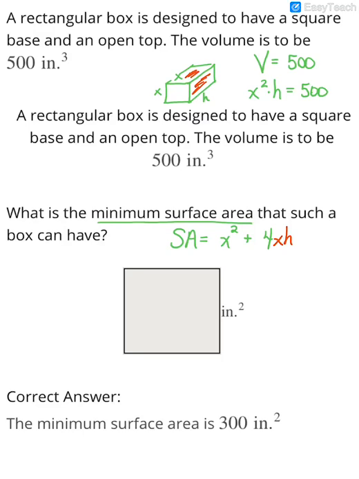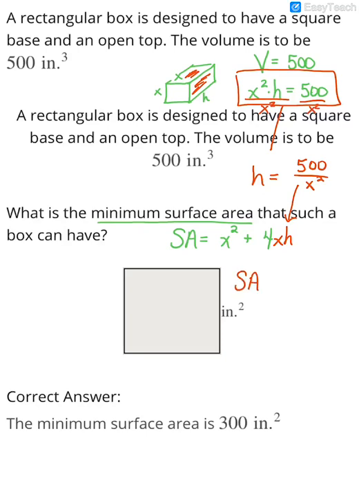Now, since we have 2 equations, we can take this first equation and get our h by itself. So if I divide both sides by x squared, then my h in terms of my x would be 500 divided by x squared. And that's helpful because now we can plug that value into the second equation so that we can try to find a minimum.